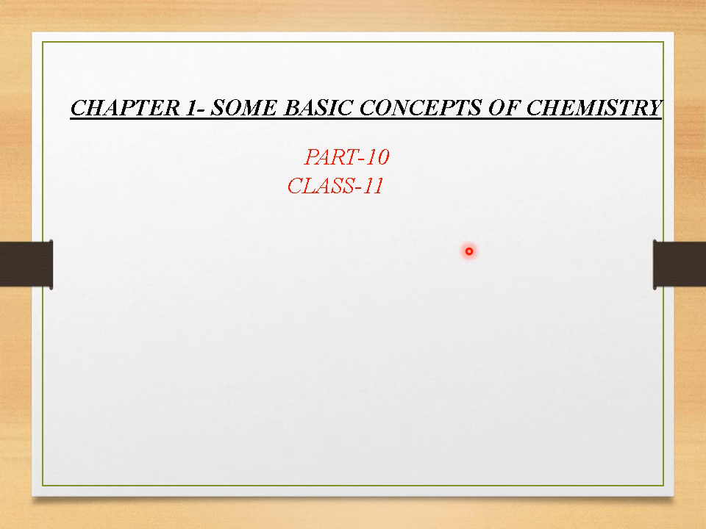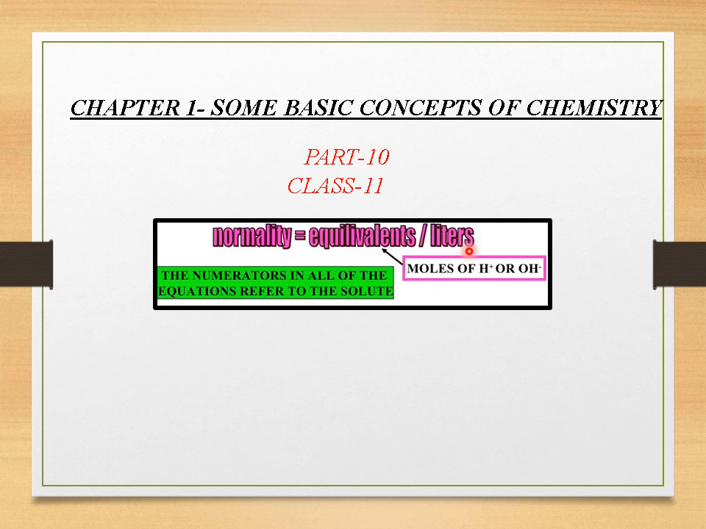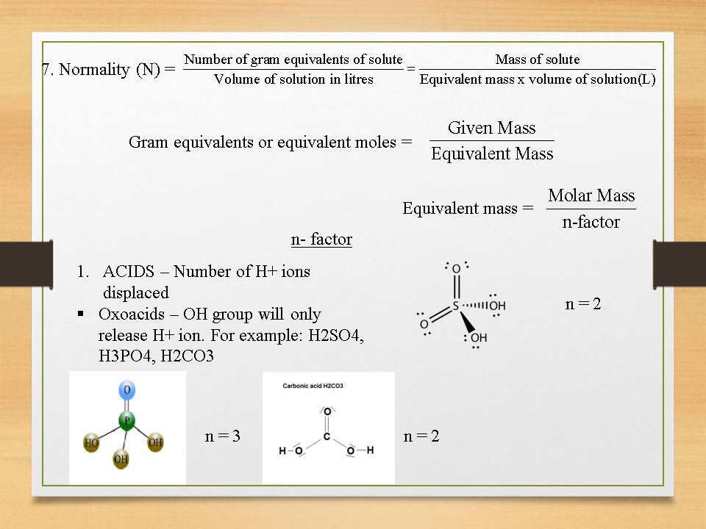So in the last part, what we are left with is just a continuation of the previous part 9, where we were discussing the concentration terms that can be used to express the concentration of various solutions. And here we will be discussing the last concentration term that is left, which is normality. Normality is another kind of concentration term which can be used to express the concentration of the solution that you have prepared. So let's begin with understanding what normality is, and we'll do some questions related to normality to understand the concept.